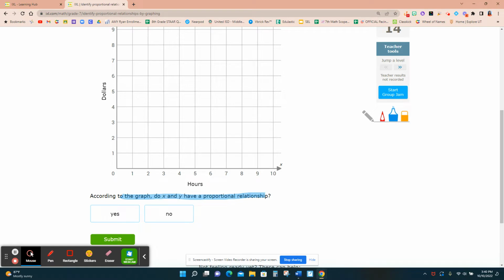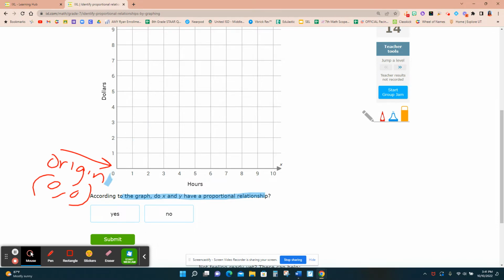In order to be proportional, the line will have to pass through the zero, through the origin, okay? Again, it has to pass through the origin. And what is the origin? The origin is known as 0 and 0. That's the point, okay? So once we start graphing, if it passes through 0, 0, then it will be proportional. Okay, just keep that in mind.